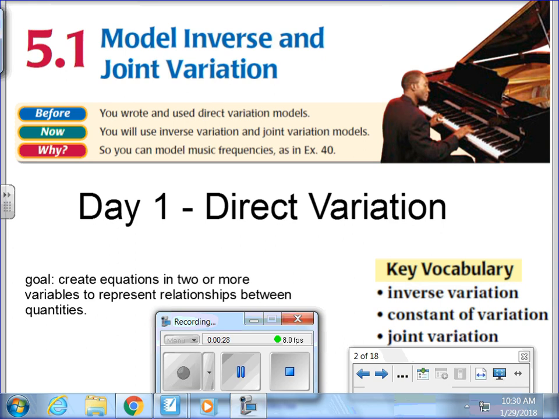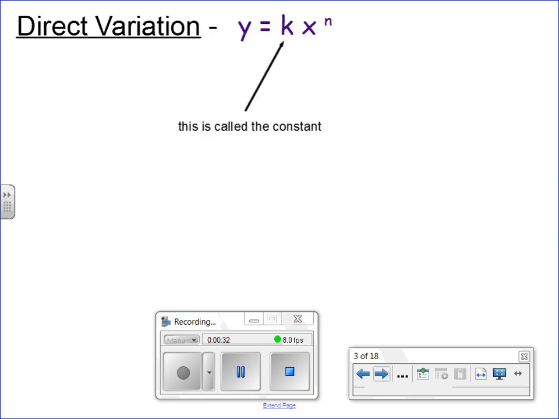Okay, we're back, and we're going to talk about what direct variation is. Direct variation is when you have an equation that has two variables, x and y. It has a constant called k, that's a number, and it sometimes has an exponent, sometimes does not have an exponent, depending. So we'll look at a few examples, this will make more sense.